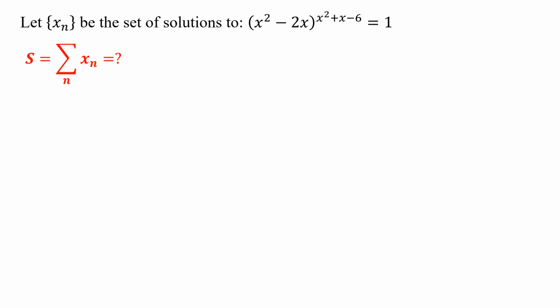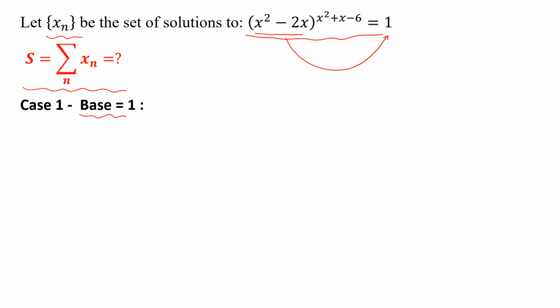The question is, let this be the set of solutions to this equation. What is the sum of all the solutions? First, we take this case, if base equal to 1. If base equal to 1, then this to the power anything will be equal to 1. So the base is x square minus 2x. If this is equal to 1, we can write this as x square minus 2x minus 1 equal to 0.